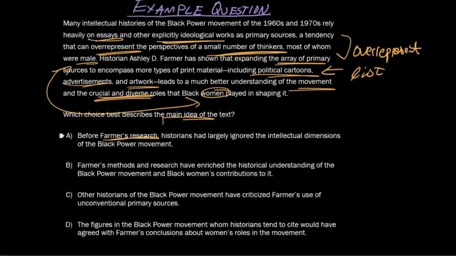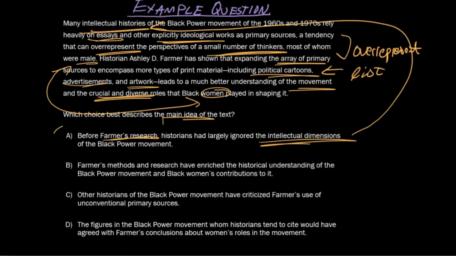Before Farmer's research, historians had largely ignored intellectual dimensions. I take a look at this. I don't see the words intellectual dimensions. I see intellectual histories. Even if that was related here, that would sort of deny choice A, right? Because what they're saying is that there were intellectual histories that were noted here. They were just all males.